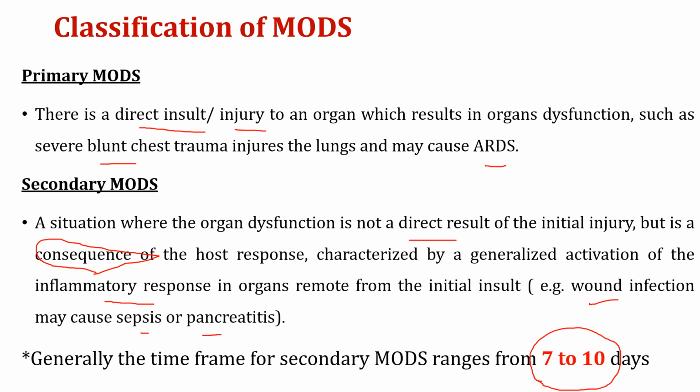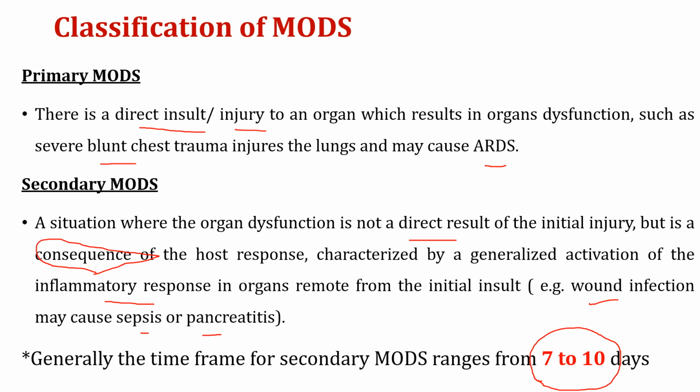We can classify multiple organ dysfunction syndrome into two main types: primary MODS and secondary MODS. In the primary one, there is a direct insult or injury affecting the organ and resulting in organ dysfunction, such as in the case of blunt chest trauma, which may lead to adult respiratory distress syndrome.